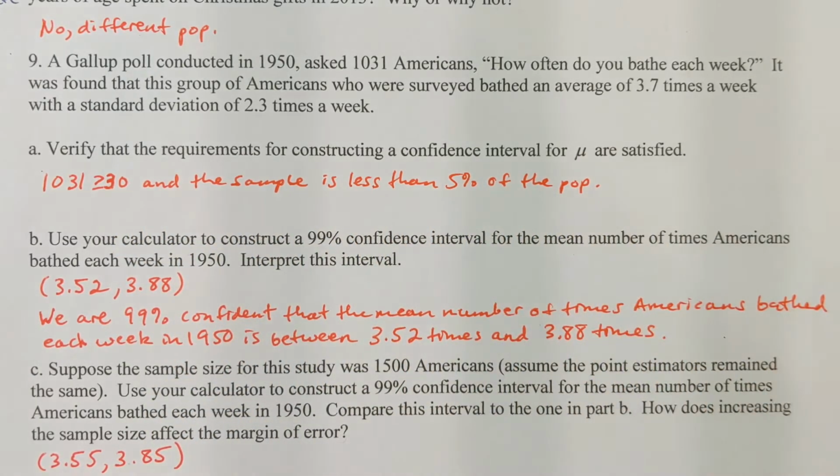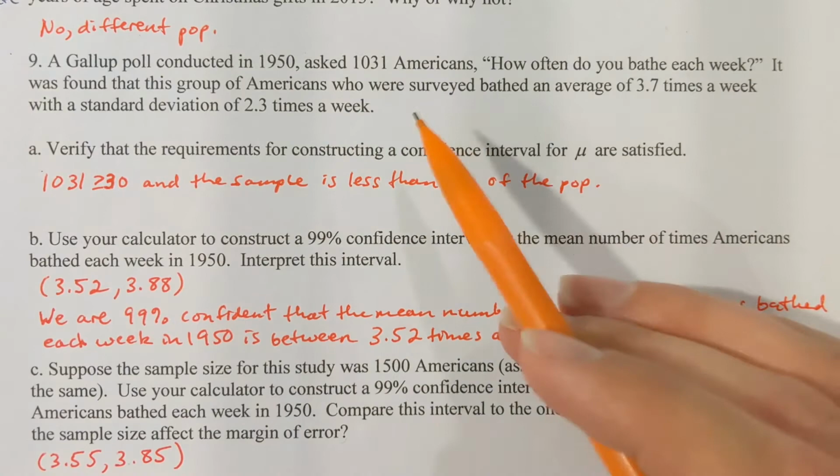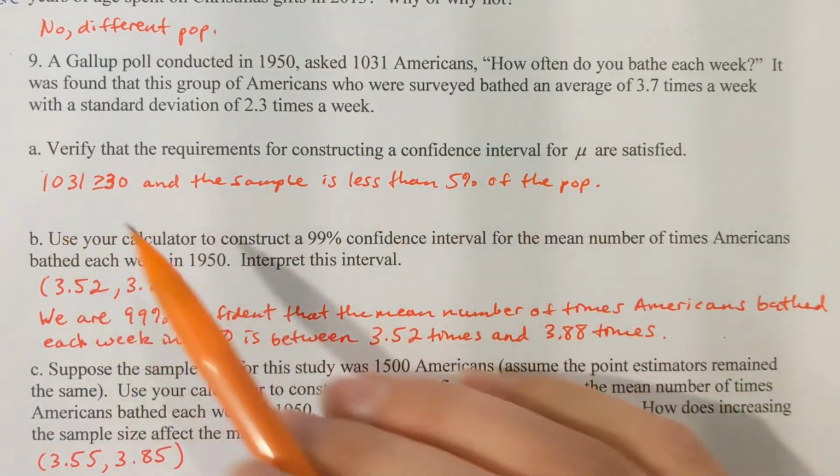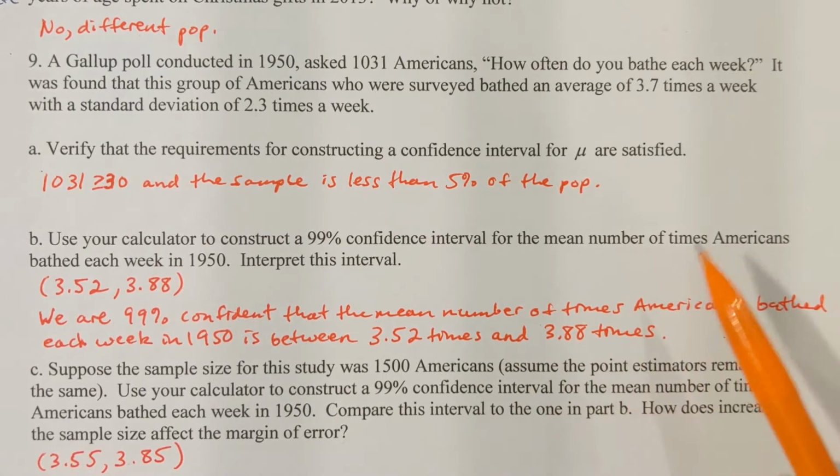Also, the sample size is less than 5% of the population size, because there's still millions of Americans even back in 1950. 1,031 is quite a bit less than 5% of millions.